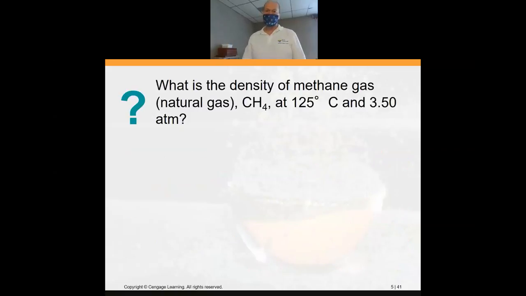All right, so what is the density of methane gas at 125 degrees Celsius? Again, adding 273.15, you would immediately write 398 Kelvin and 3.5 atmospheres. Again, the most common error: you know how to do it, but you do not change your temperature, and that is unfortunate because that gives you the wrong answer every time.